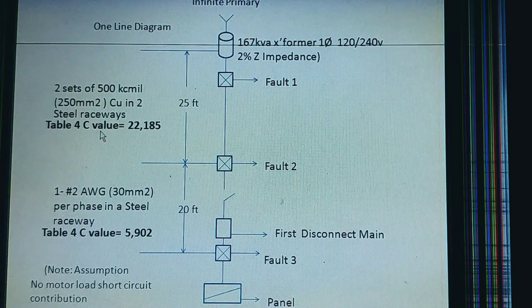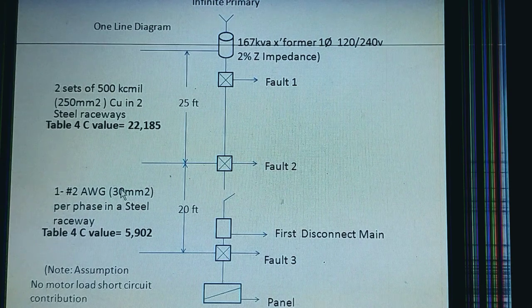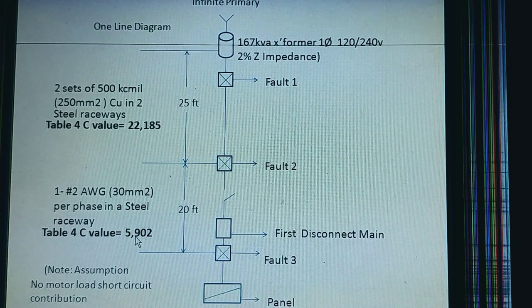And I already took the value for this 500 from the table, the C value, which is equal to 22,185. At the same time, I also have the number 2 AWG, 30 mm squared per phase in a steel raceway, and I also took the C value of this particular wire here, which is 5,902. Okay, note that we have the assumption that there is no motor load source circuit contribution in our calculation.